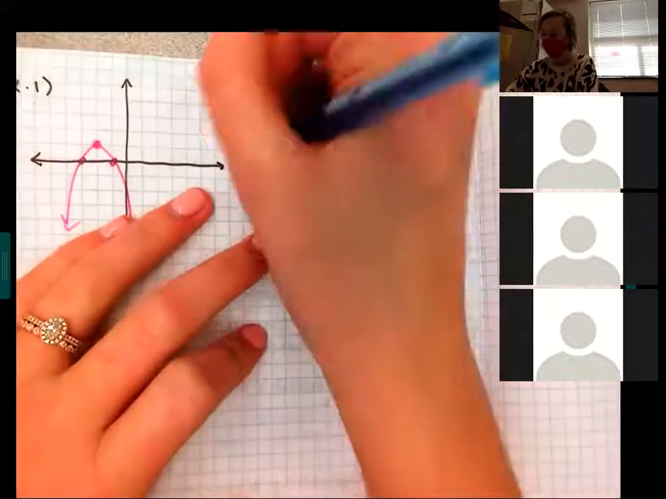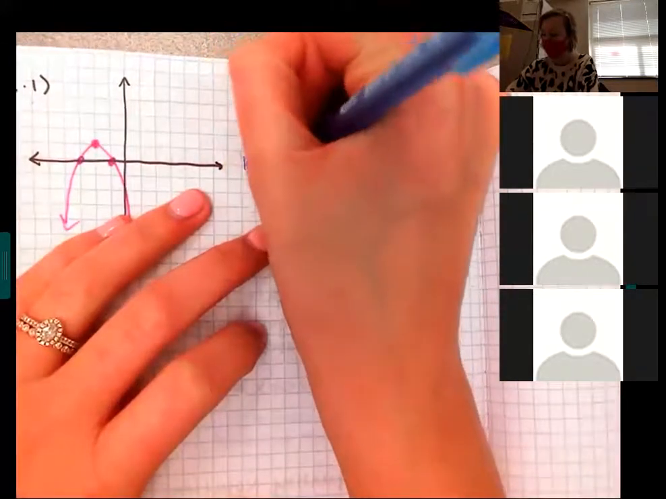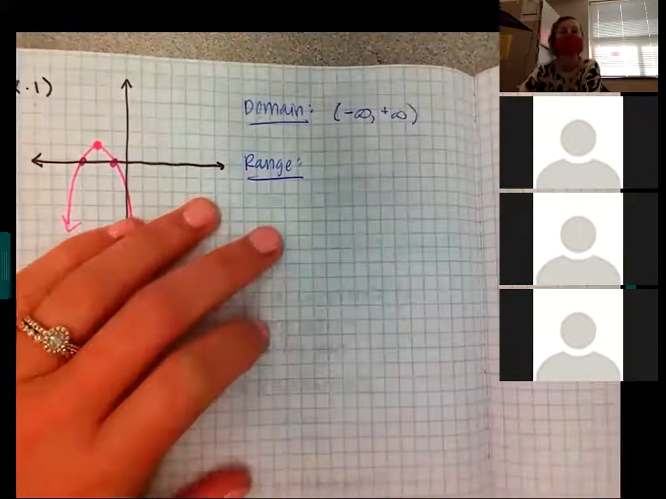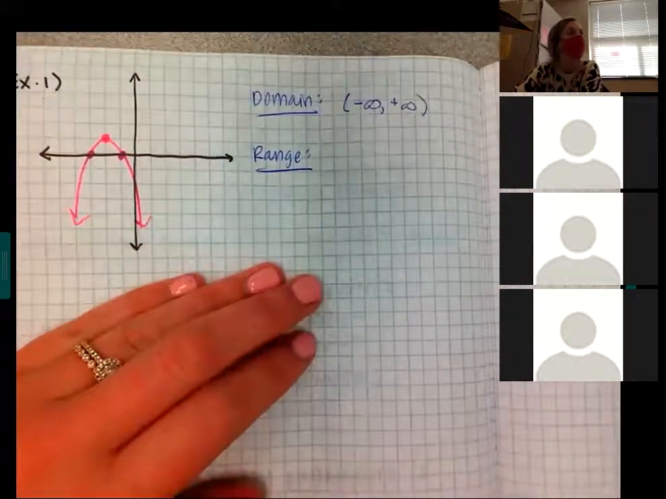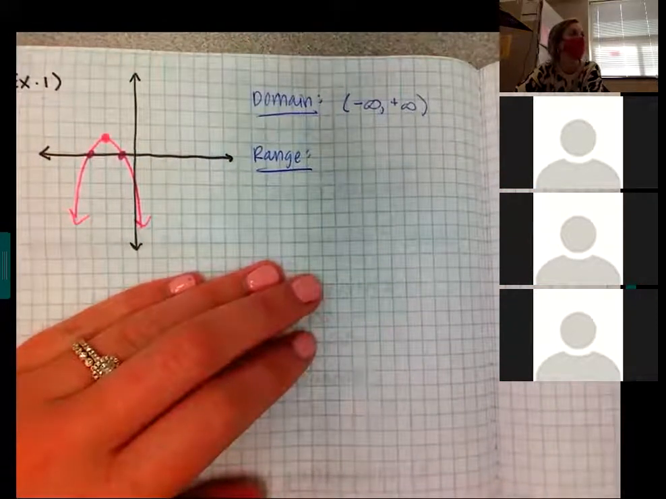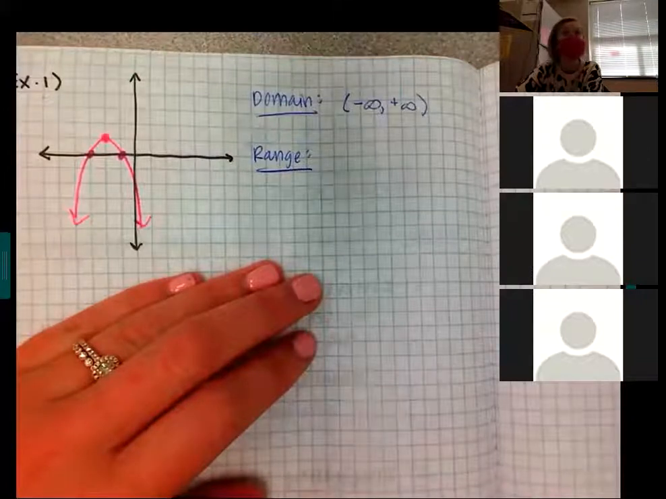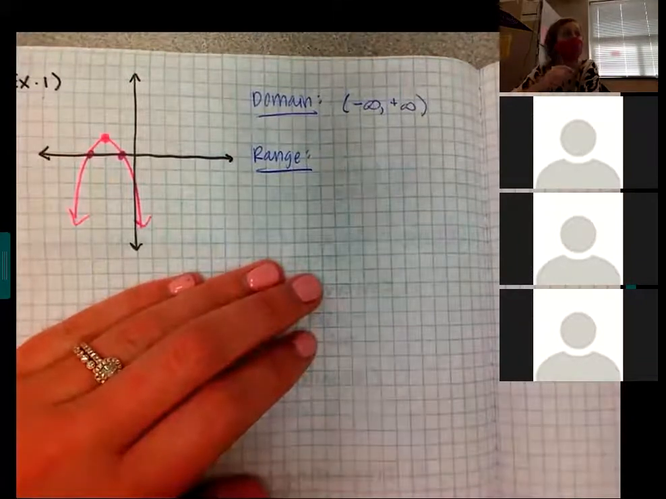All right. I'm going to move on from domain. Let's talk about the range. What did you guys tell me the definition of range was? The y's. It's all the y's on the what?